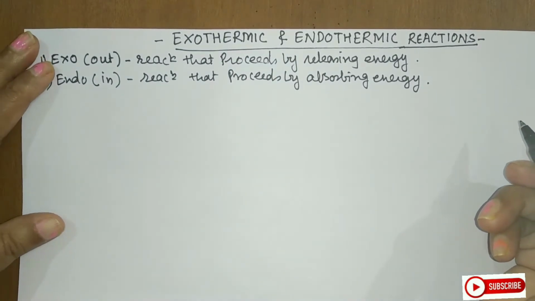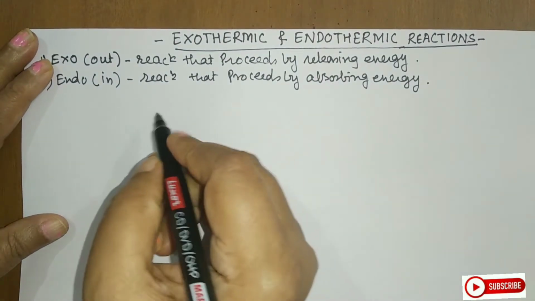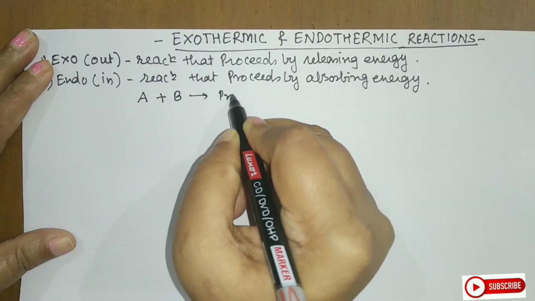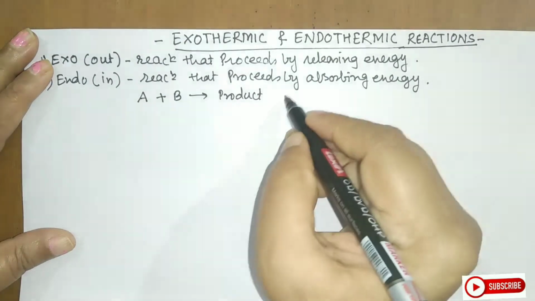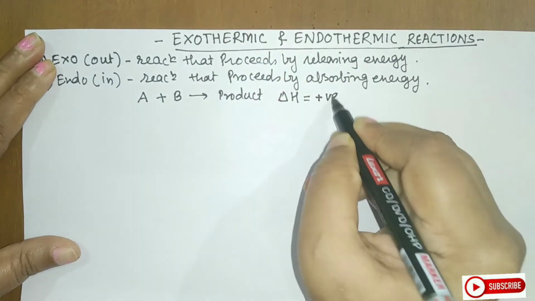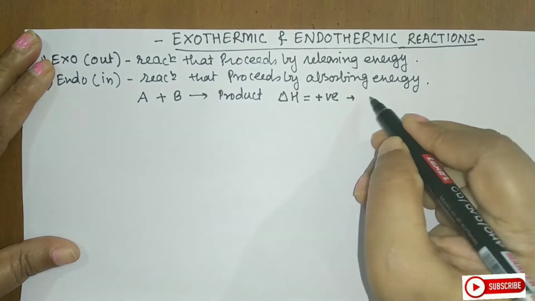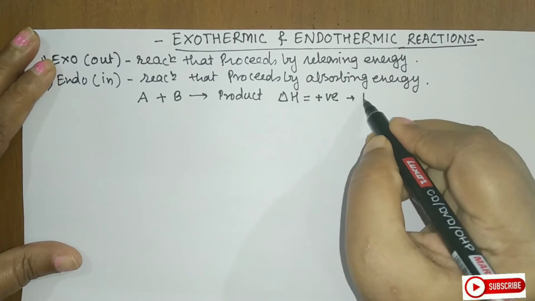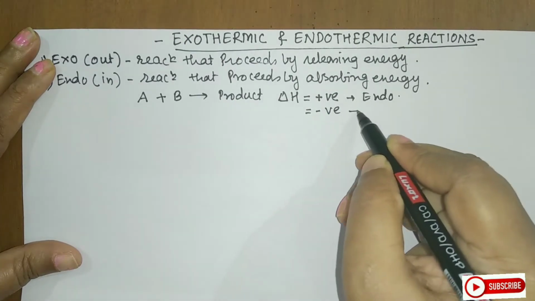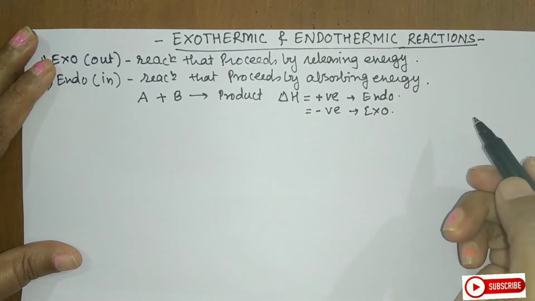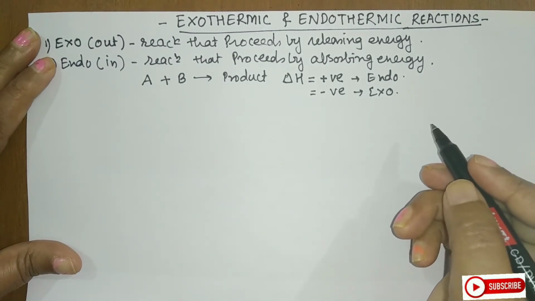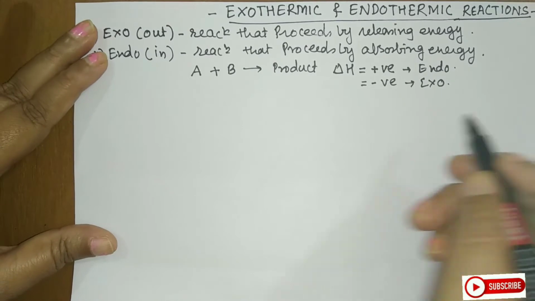Now to understand this, let us take an example. Here I have A plus B giving product. If I write delta H here, and this value is positive, then the reaction can be classified as an endothermic reaction. But if the same is marked as negative, then the reaction is exothermic in nature. Now what should be the enthalpies of the reactants and that of the products? For that, let us take the help of a graph.